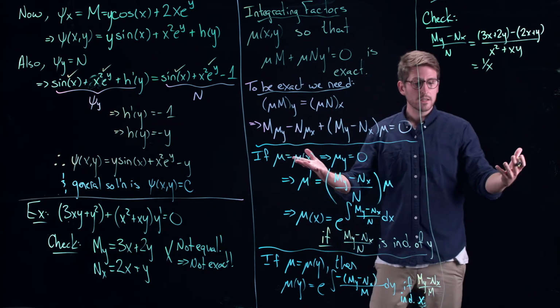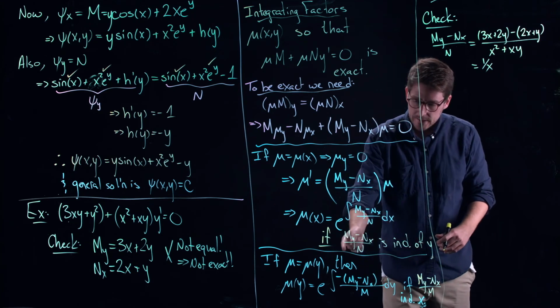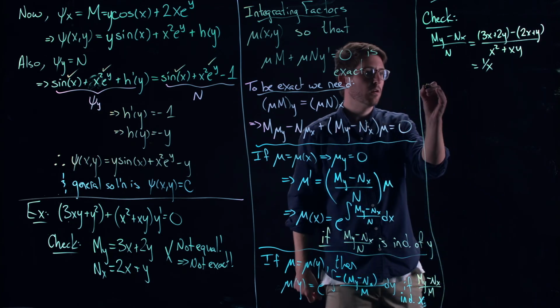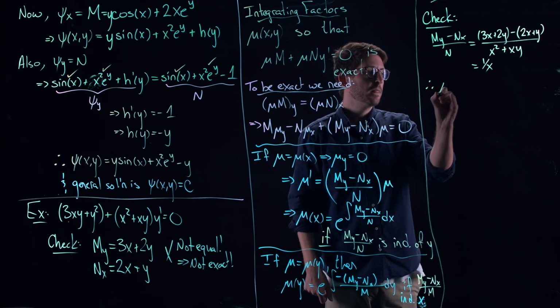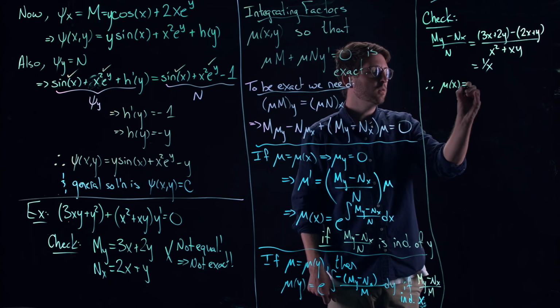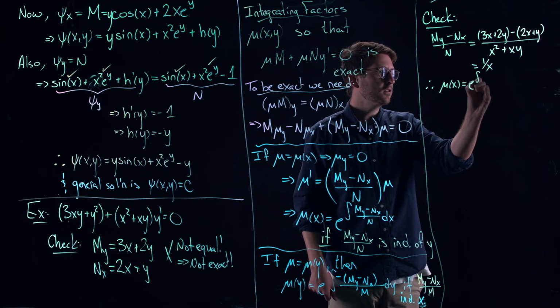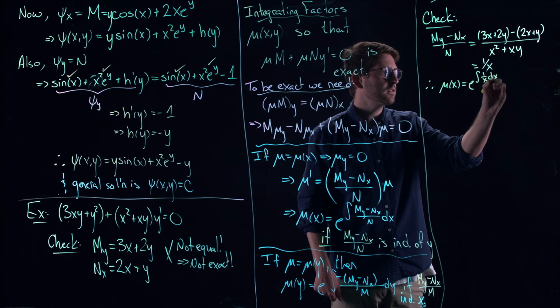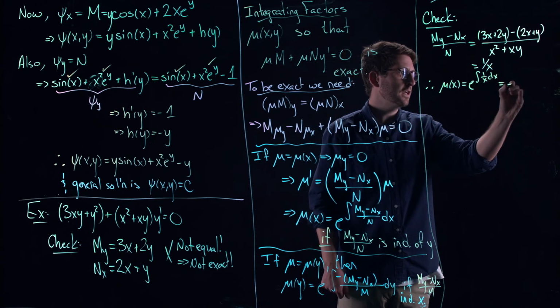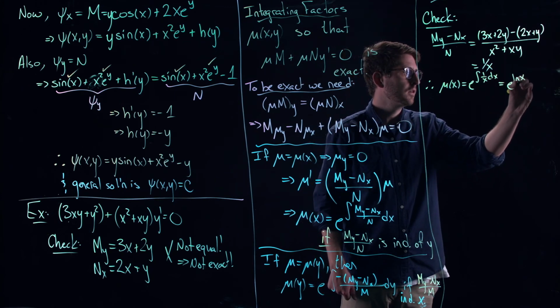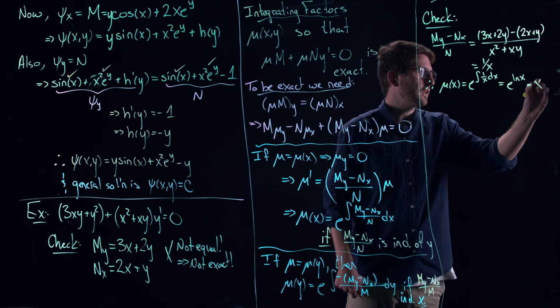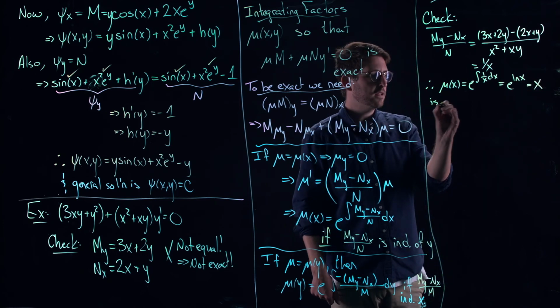Oh my God, it worked out, right? So this thing is independent of y. So therefore, mu of x equal to e to the integral of 1 over x dx, which is just e to the ln of x, which is equal to just x, is an integrating factor.